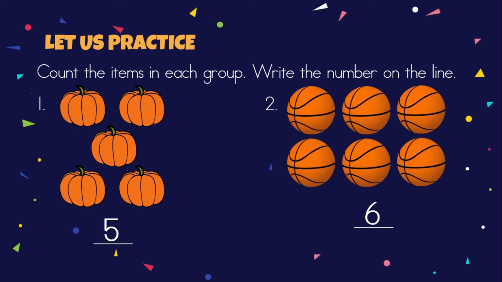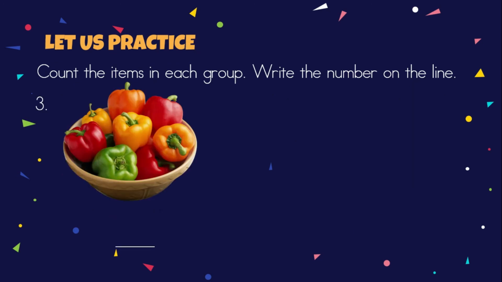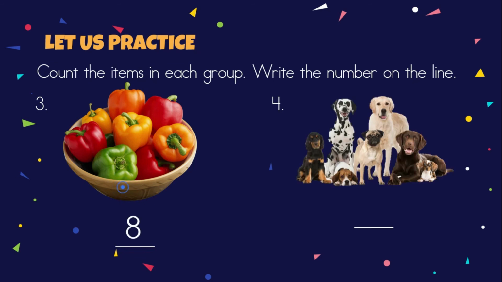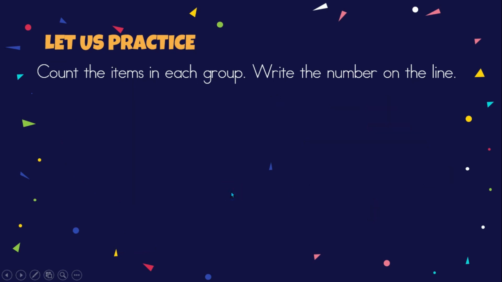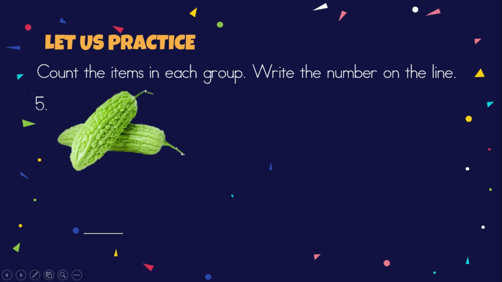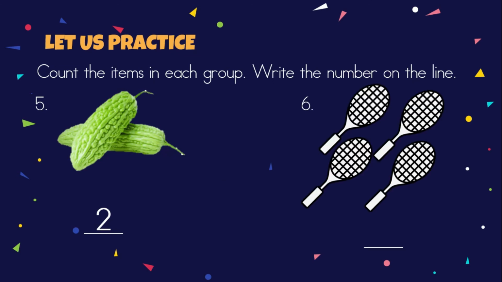There are 6 balls. For number 3, how many items do we have on number 3? Very good. It's 8. For number 4, how many items do we have? Very good. It's 7. So let's count nga. 1, 2, 3, 4, 5, 6, 7. Okay? For number 5, there are 2 items. Very good. Number 6, there are 4 items.